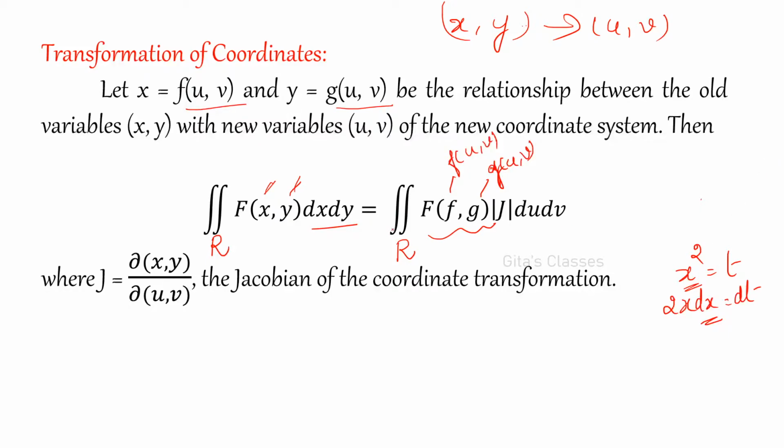Because we have two variables, we have to find the corresponding differentiation by the Jacobian. So the Jacobian of x comma y by dou u comma v, with respect to the variables you want to change to, that is u comma v. So dx dy should be replaced by modulus of Jacobian into du dv, the two new variables u and v. Okay, so this is the change of variables.